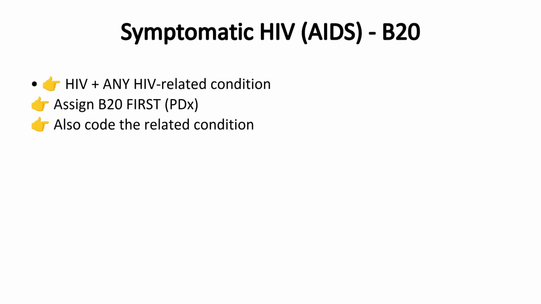Let's clearly understand symptomatic HIV coding. If a patient with HIV presents with any HIV related condition, we assign B20, which represents AIDS, as the principal diagnosis. Very important. We should not stop at B20. We must also code the HIV related condition. For example, if the patient has HIV and candidiasis, we assign B20 first, followed by the code for candidiasis. So the rule is B20 first, then the related condition.